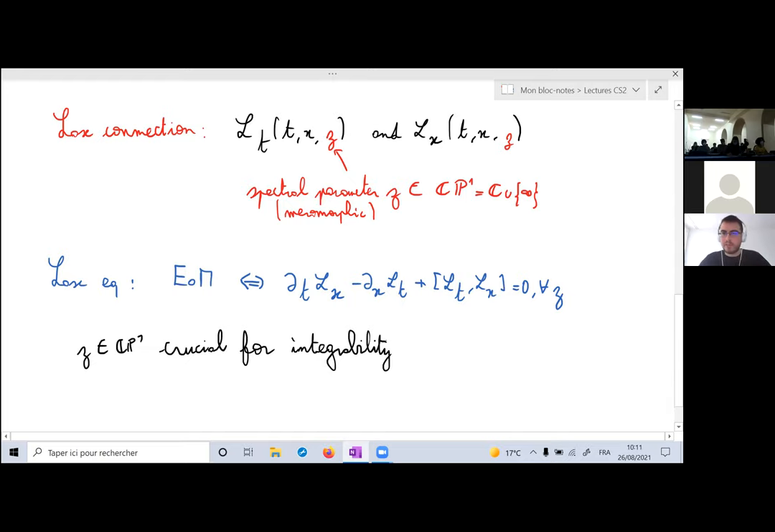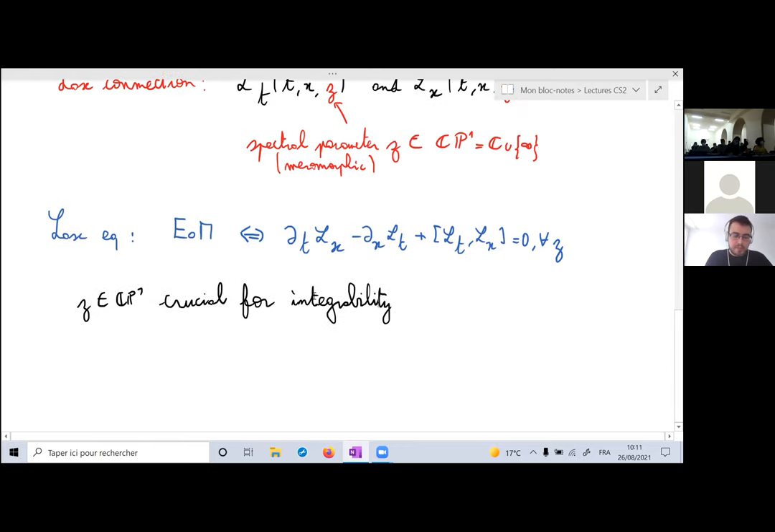Okay, so that was just a very brief reminder of what I mean by integrable field theory. For me, it will be always a 2D field theory with a Lax connection, which has a spectral parameter. Okay, and so now what I would like to explain is how this can be related to 4D Chern-Simons theory.